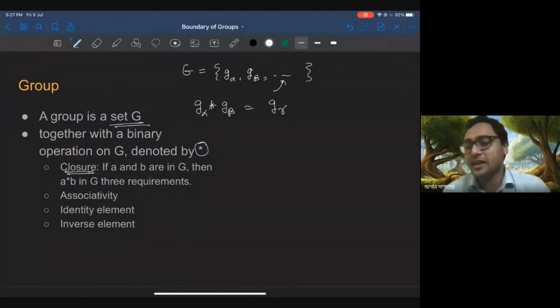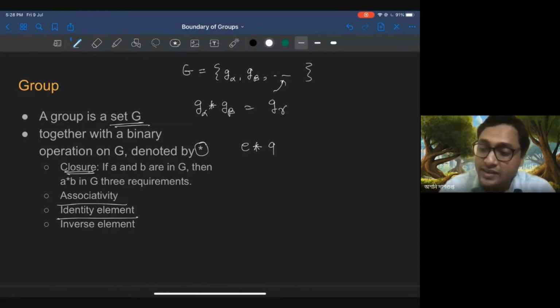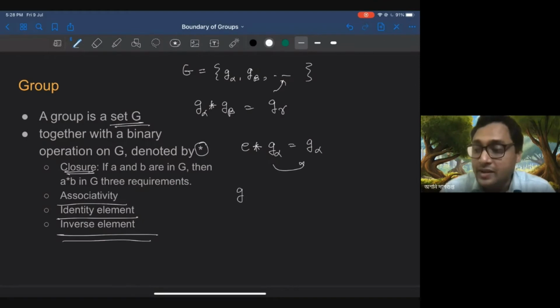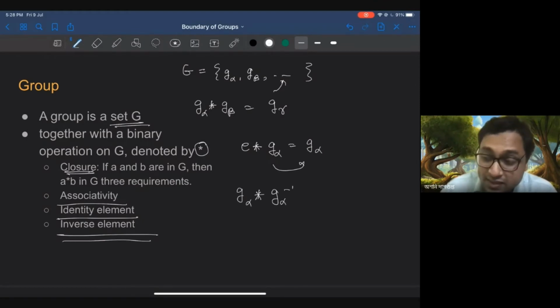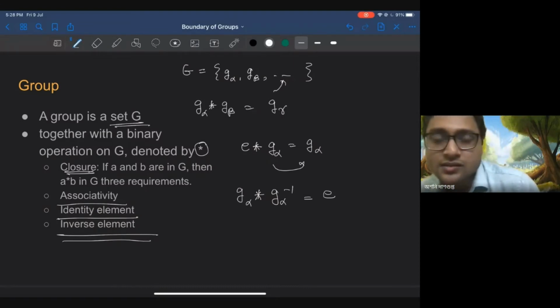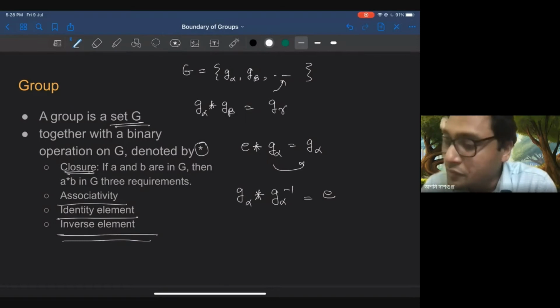And the operation is associative. There is an identity element E, which if you star with any of the elements, you will get that element back. And there is an inverse element for every element. So for G alpha, there exists an inverse element in the same set, such that G alpha star G alpha inverse gives you the identity element back. So if you don't know group theory, or if you have forgotten group theory, this was a brief primer on that.